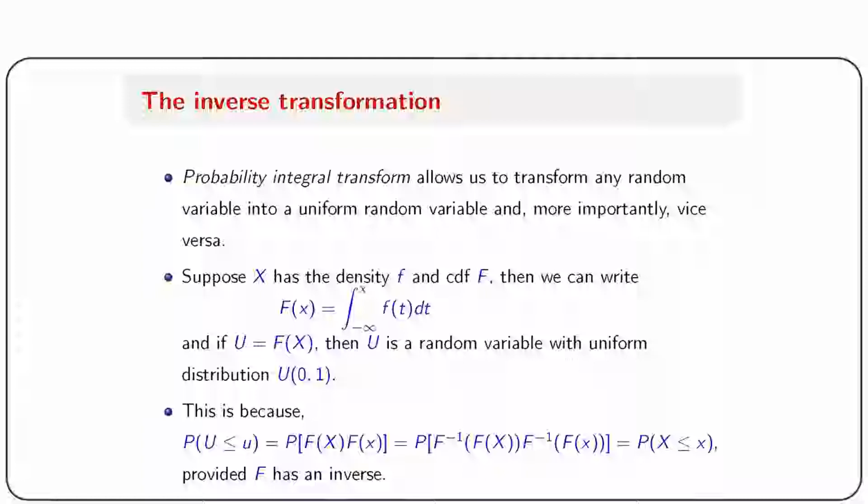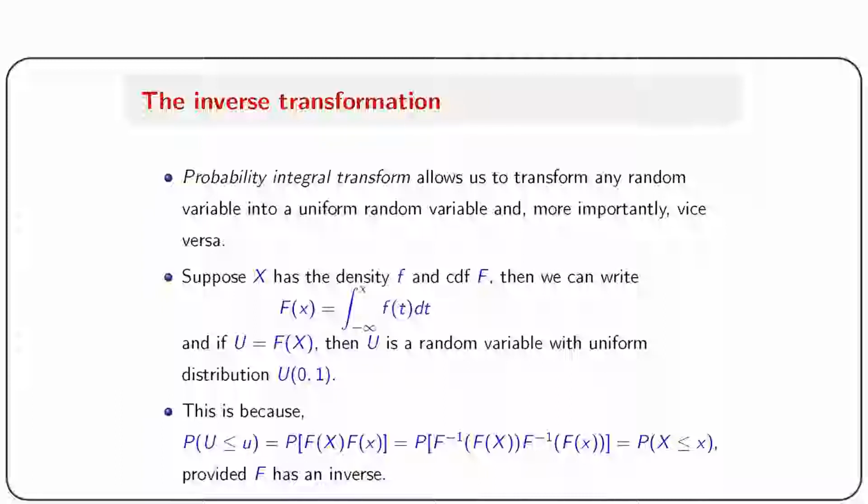Next we'll move to the inverse transformation method. That is the first method that we are going to learn for generating random variates from probability distributions, and it is a widely used method.